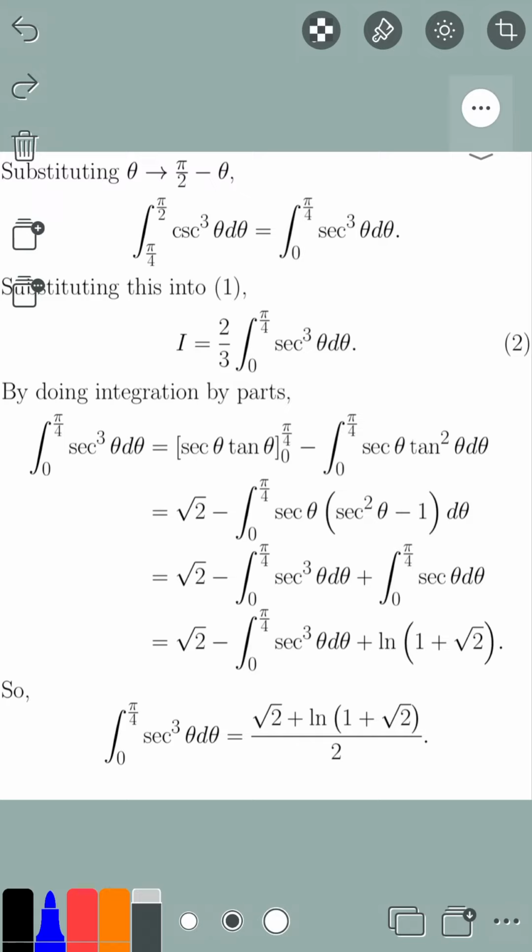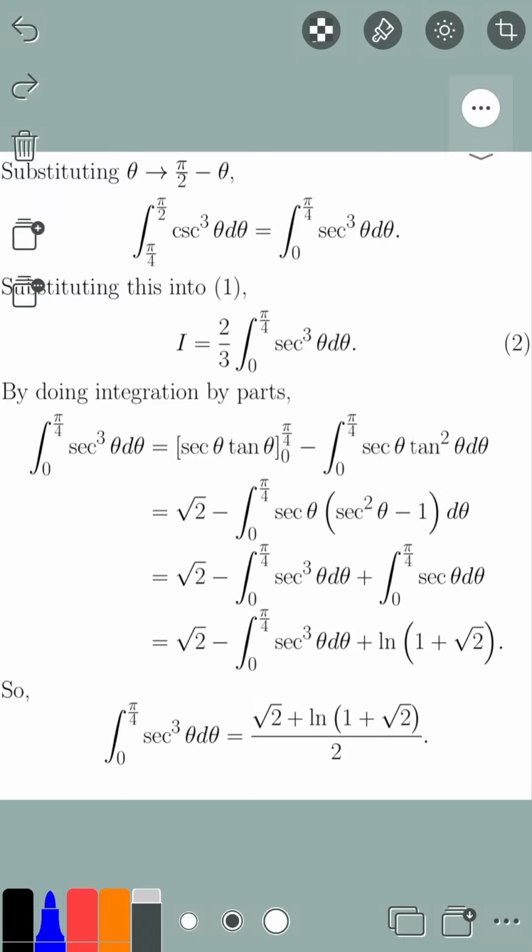And so let's solve this by integration by parts. So the integral of u dv is equal to uv minus the integral of v du. And so secant cubed is secant times secant squared. So we'll choose u equals secant theta and dv equals secant squared theta d theta. And so we get the integral from 0 to pi over 4 of secant cubed theta d theta is equal to secant theta times tangent of theta for theta from 0 to pi over 4, minus the integral from 0 to pi over 4 of secant theta tangent squared theta d theta.